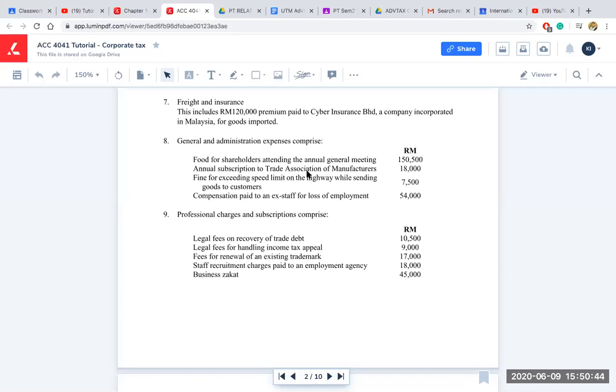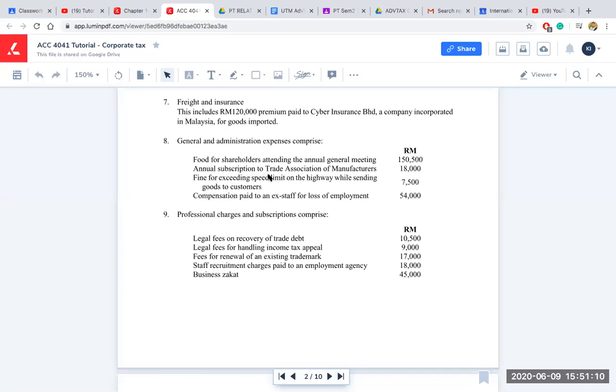Alright. Or any issuance of share capital, anything to do with shareholders is not allowed. So you just add back. Why is it not allowed? Because shareholders are your capital. Alright. It's a capital expenditure. Right. So it's not allowed. Because you incur that for shareholders to increase their shares, so all these are capital in nature.